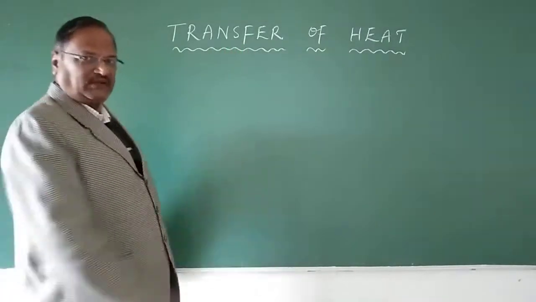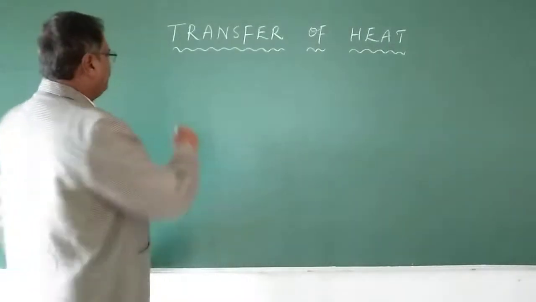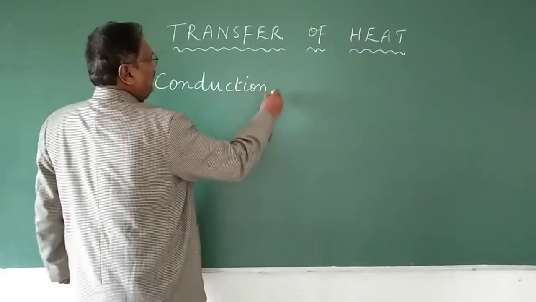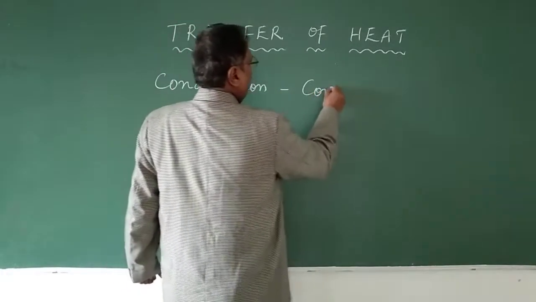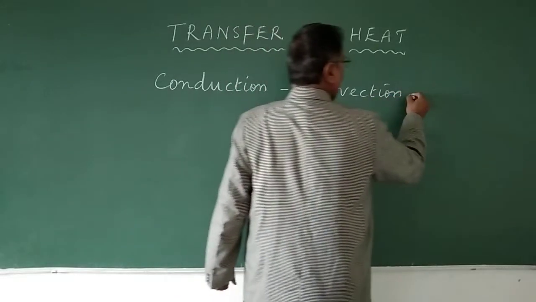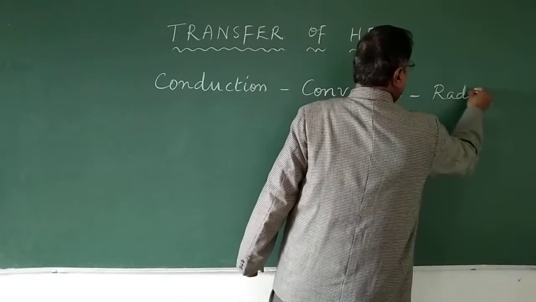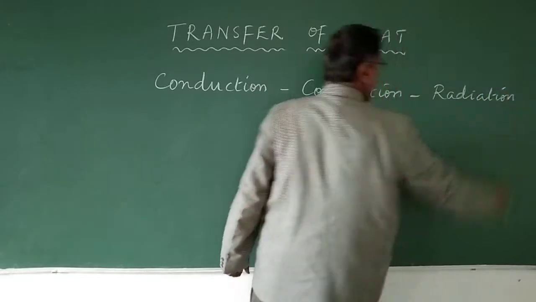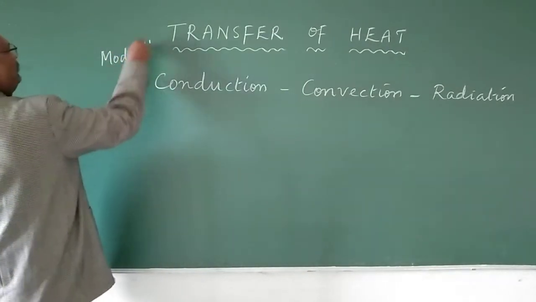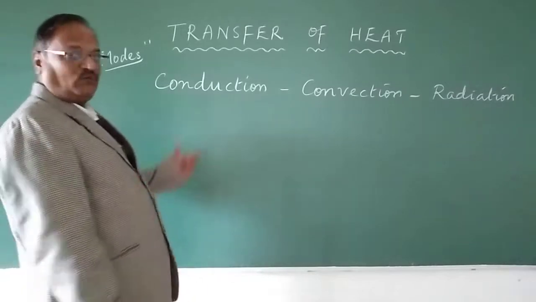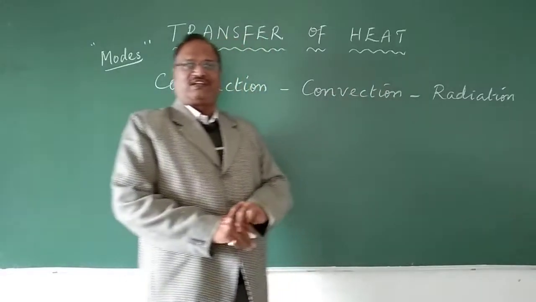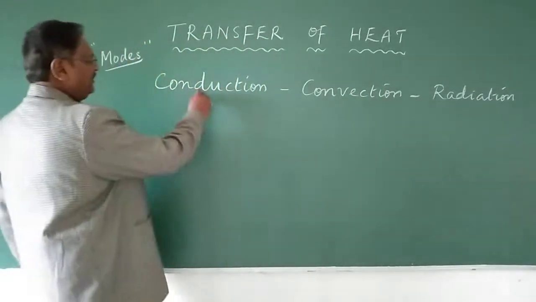Heat can be transferred by three processes. One is called conduction, another is called convection, and the third mode of transfer is called radiation. These are the three modes, M-O-D-E-S, methods, right? Modes of transfer of heat: conduction, convection, and radiation. Today, first we will start with conduction.